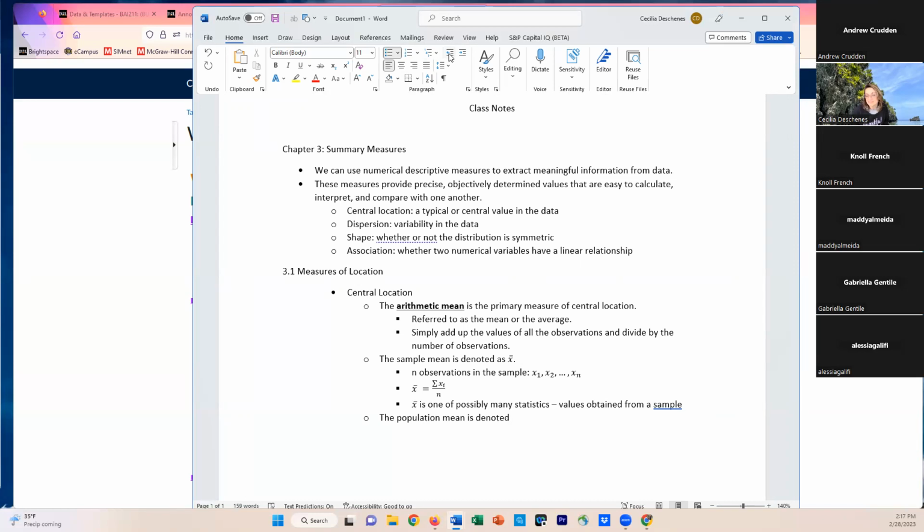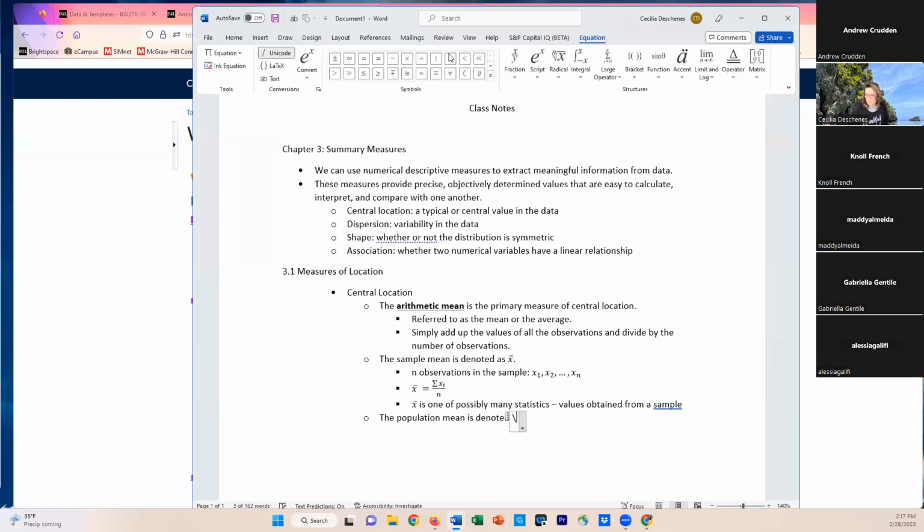So the population mean is the same formula. The only thing is you have access to all the values in that population. And that's the one that we give the notation mu to.